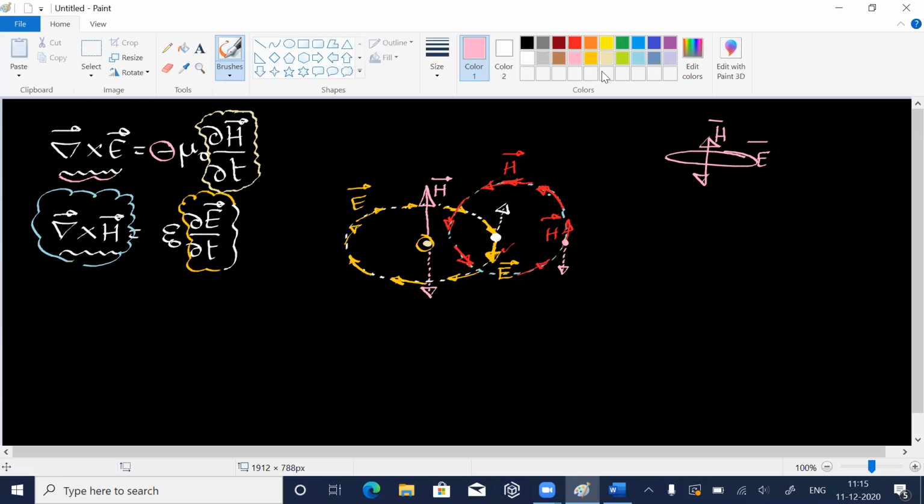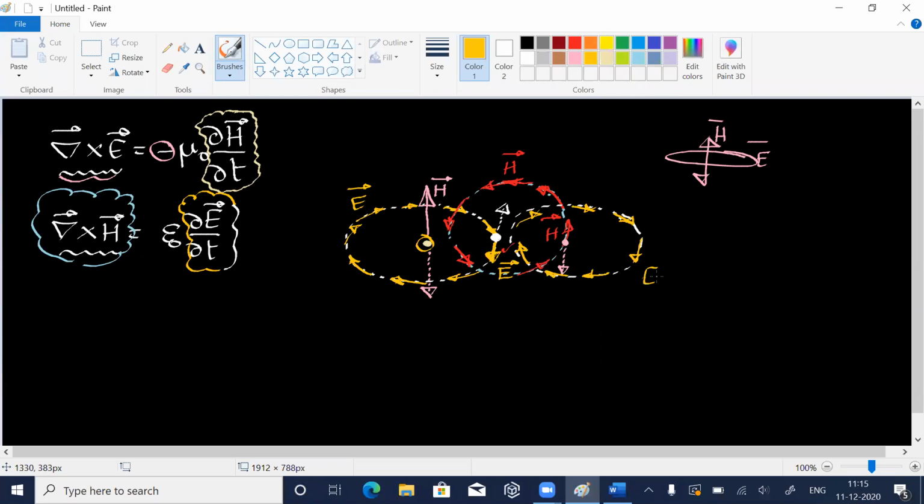Now all around this H, you have this electric field. In this frame, H is showing upwards. When H is showing upwards in this frame, I can take my electric field like this. Again it will go down, and the electric field will be anti-clockwise. So clockwise, anti-clockwise, clockwise, anti-clockwise, when it is varying in time.